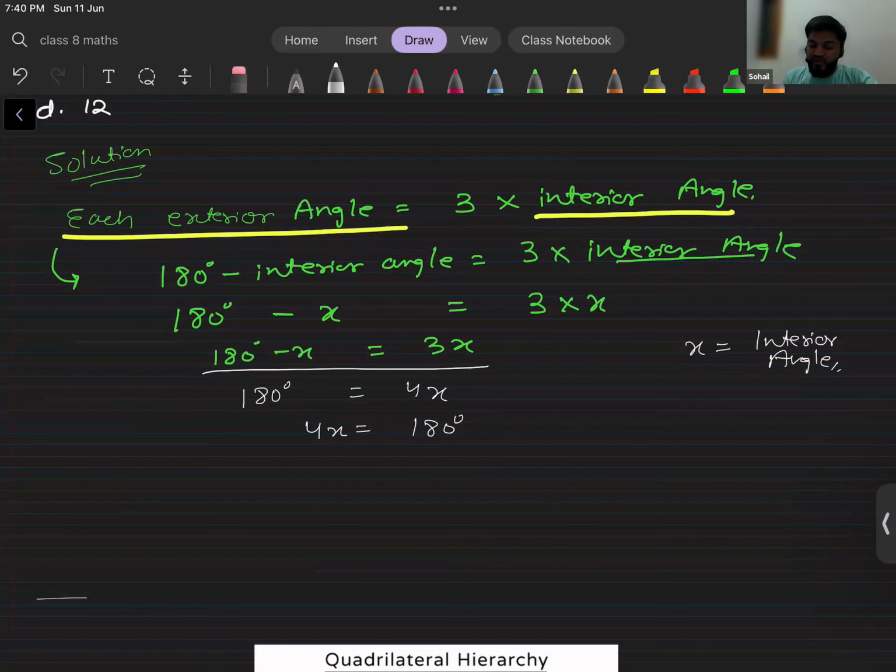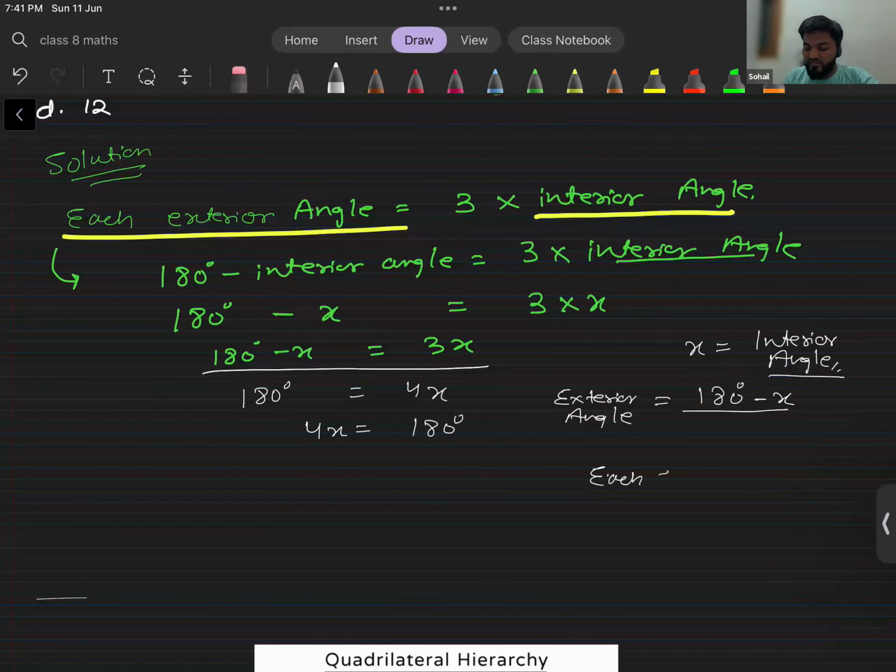Once you find the value of x, that is the interior angle, you will put the value of the interior angle in this 180 minus x. That will give you the exterior angle. Now the question is asking to find the number of sides of the polygon. Earlier we talked about this formula: each exterior angle equals 360 degrees divided by number of sides. That is correct. Very good. 360 degrees upon number of sides.